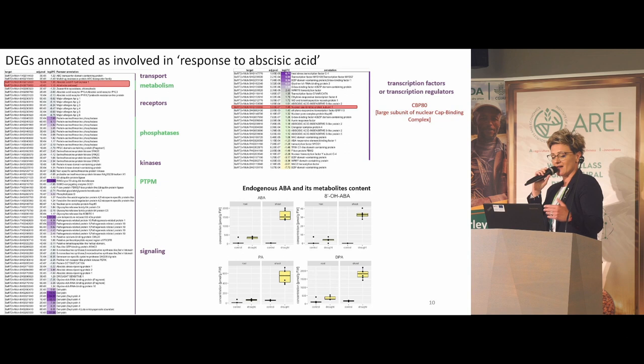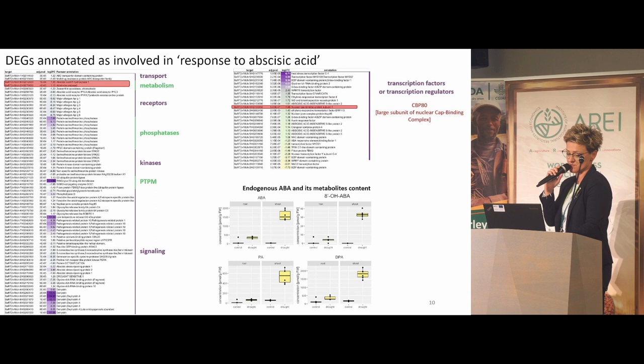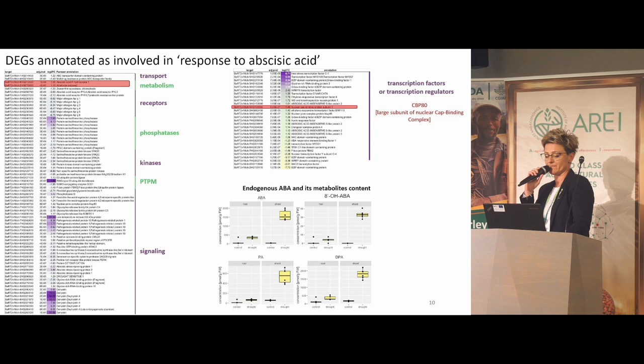So taking into account abscisic acid involvement in drought stress, we also checked the endogenous content of abscisic acid and its metabolites in our drought stress plants. We noticed that all of these were increased in response to drought stress, as also reflected in gene expression, because we have upregulation of genes involved in biosynthesis of abscisic acid as well as metabolism.